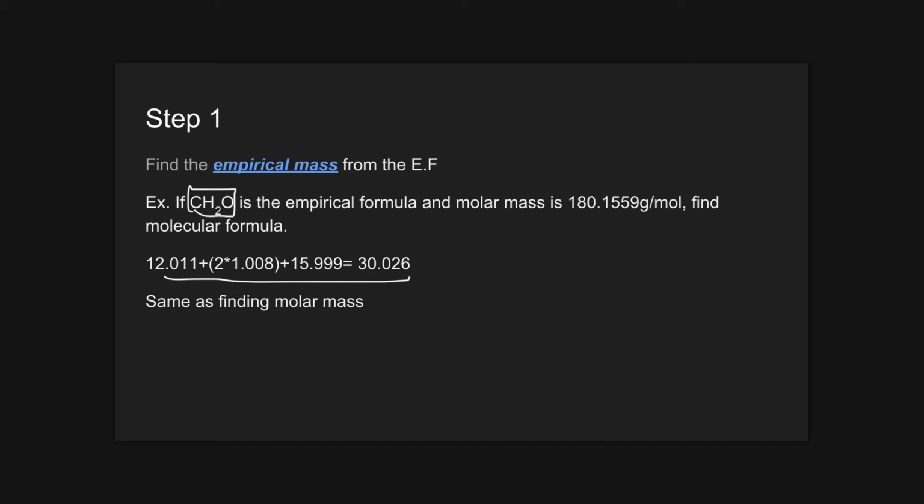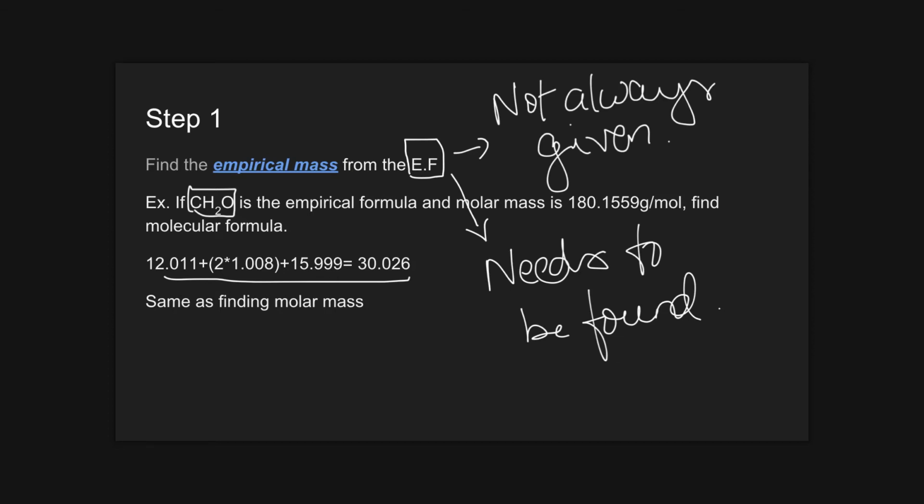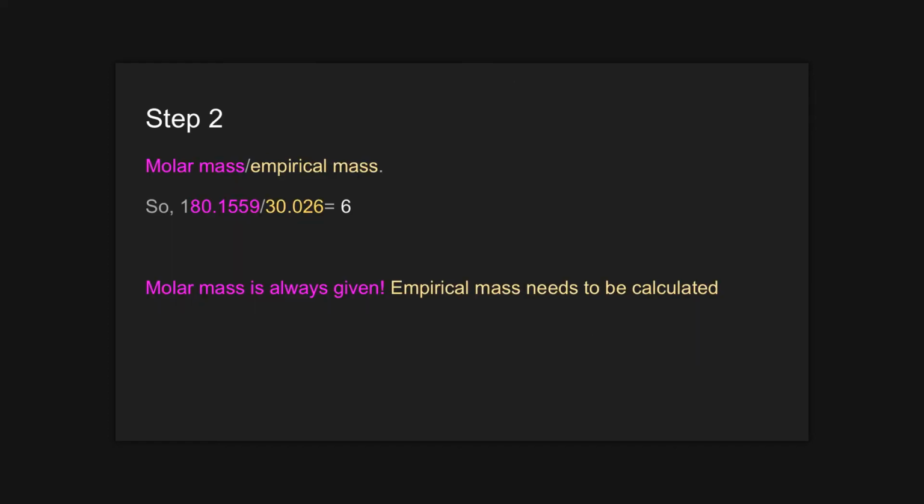Quickly going back to step number 1, I forgot to mention this. Just because you don't have the empirical formula does not mean that you cannot find it. I'm stressing this again and again because it is important that you realize this. In most problems, the empirical formula will not be given. It is not always going to be given, but you need to find it. Once you find the empirical formula, then you will find the empirical mass, and once you find the empirical mass, you will go moving along.